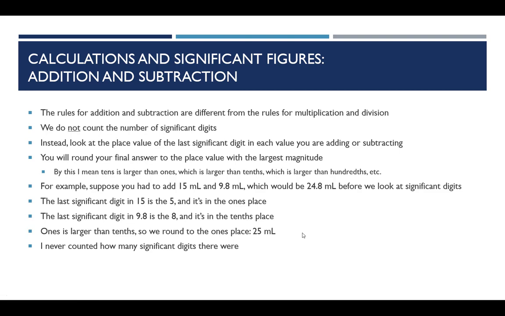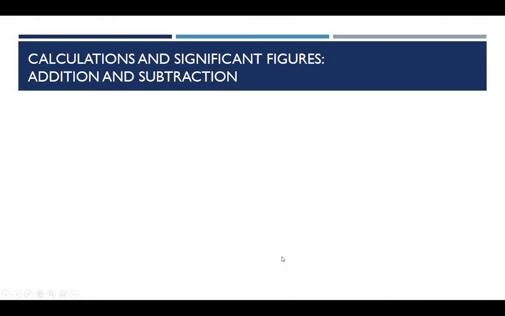And you'll notice I never count how many significant digits there were. That's not an issue in addition and subtraction. Now, it turns out that the 15 has 2, and 9.8 has 2, and 25 also has 2. And that does happen fairly often, but it is just a coincidence. The number of significant digits doesn't matter in addition and subtraction.